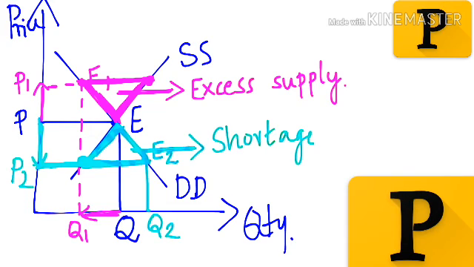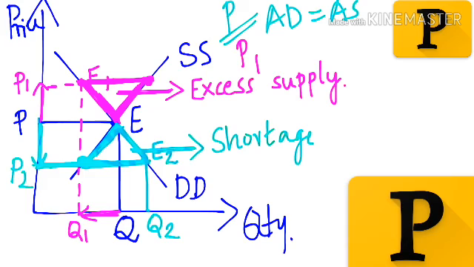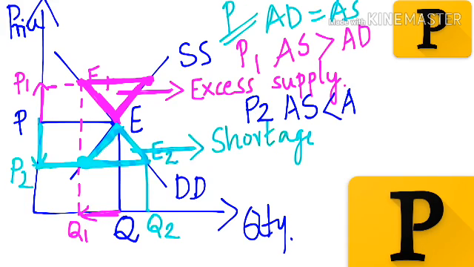In the first case, that is P, we have seen that aggregate demand equals aggregate supply. But when it comes to P1, that is the price has increased, what has happened? Aggregate supply is more than aggregate demand. And when it comes to P2, that is price has come down, aggregate supply is less than aggregate demand. These are the three conditions. 1, 2 and 3.